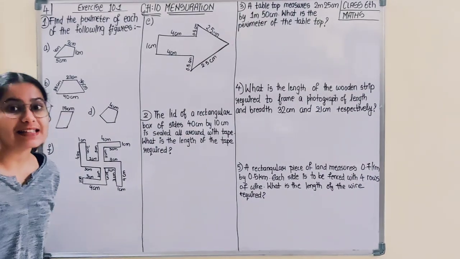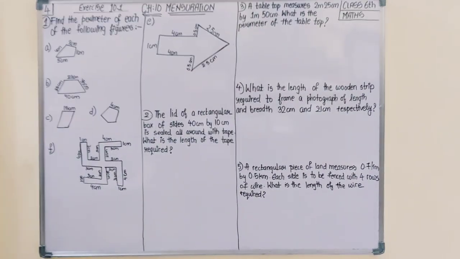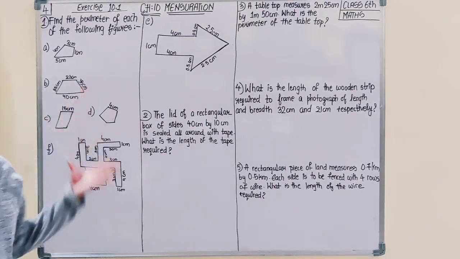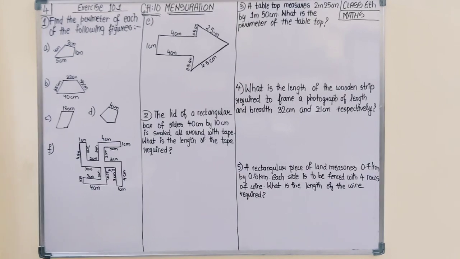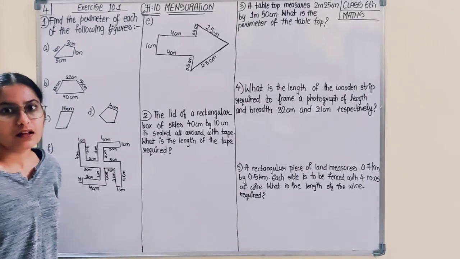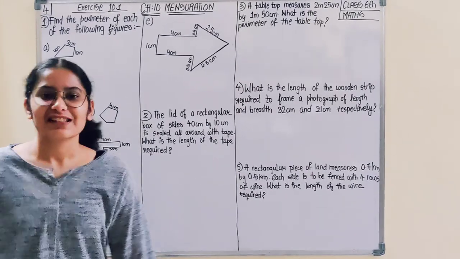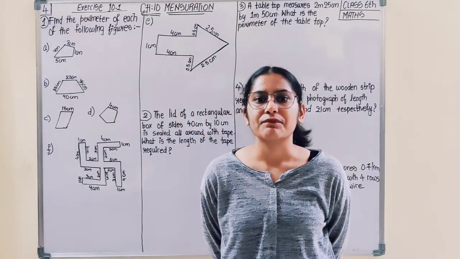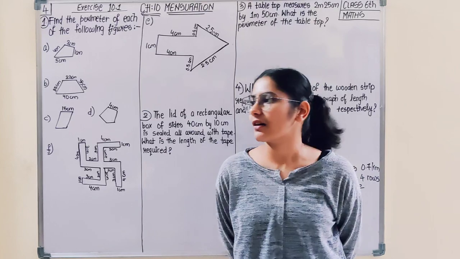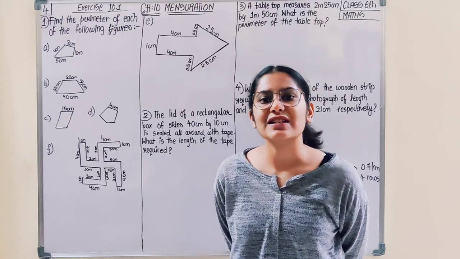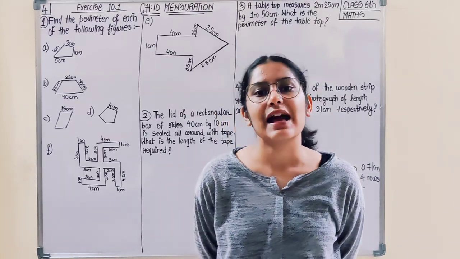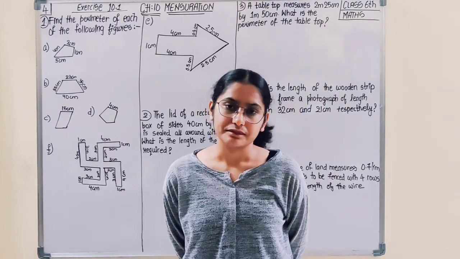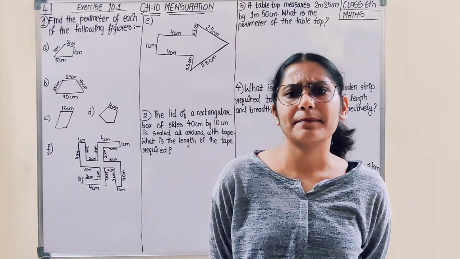Without wasting much time, let us start exercise 10.1, in which question 1 says, find the perimeter of each of the following figures. There are 6 different figures given with their parameters. The length of each and every side of the given figures has been provided to you. Now, your task is to find the perimeter.